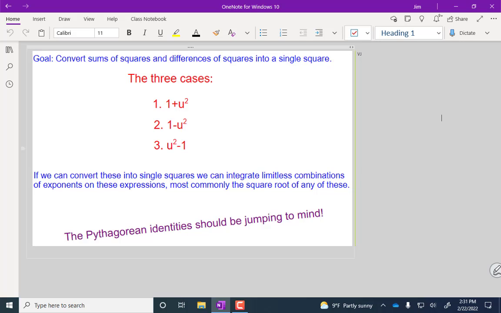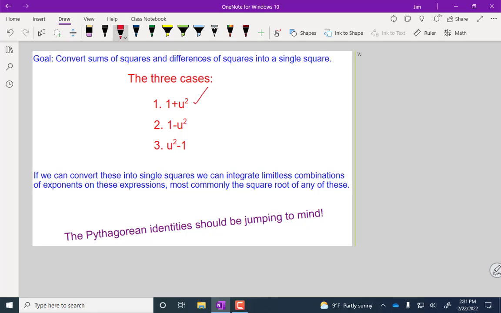And generally, our goal is to use trigonometric substitution if we see a sum of squares or a difference of squares that look like that. So I will refer to this as a sum of squares, right there. This is a difference of squares with a leading one. And this is a difference of squares with a trailing one. That's how I'll refer to those.